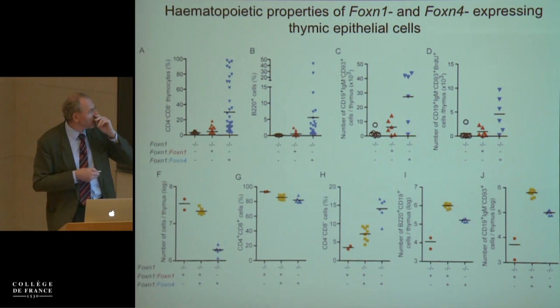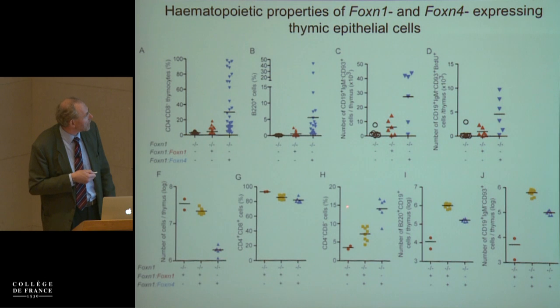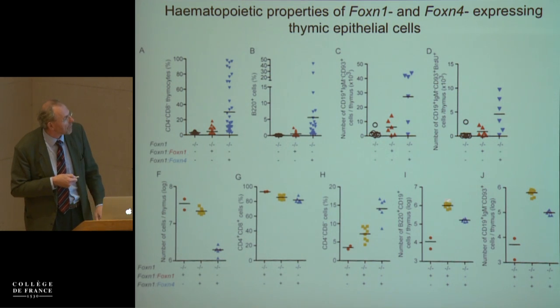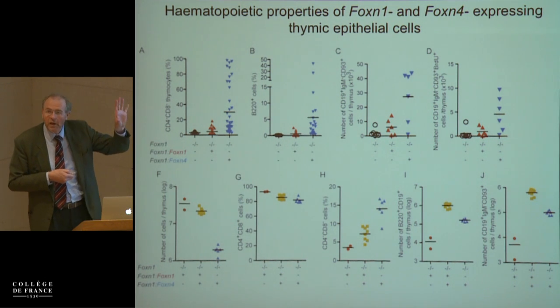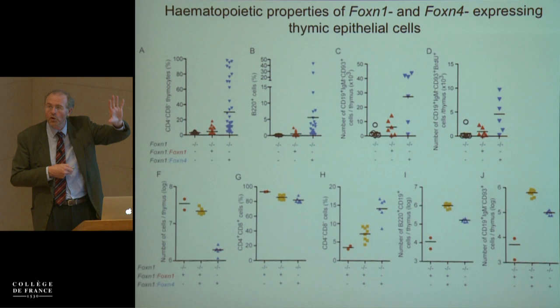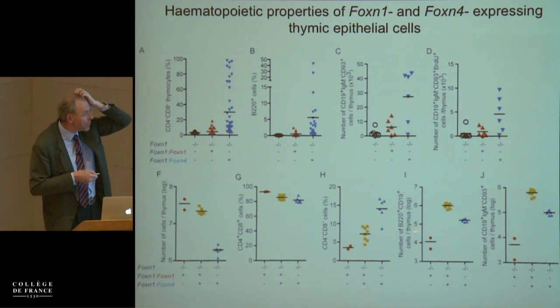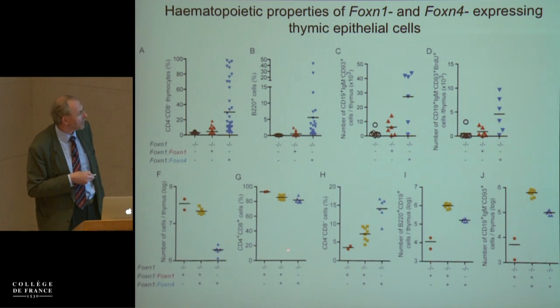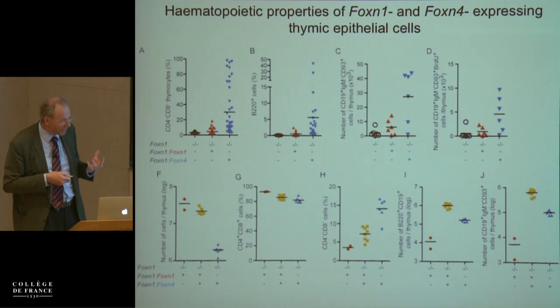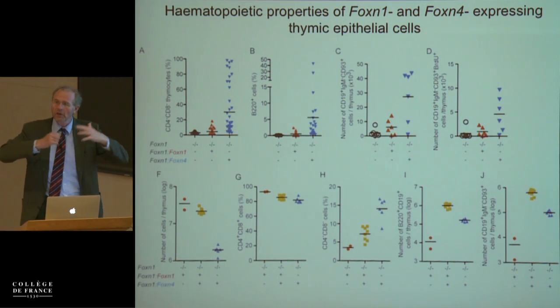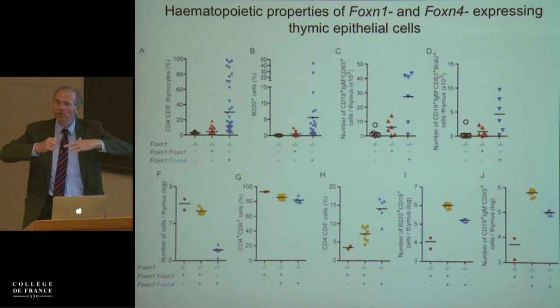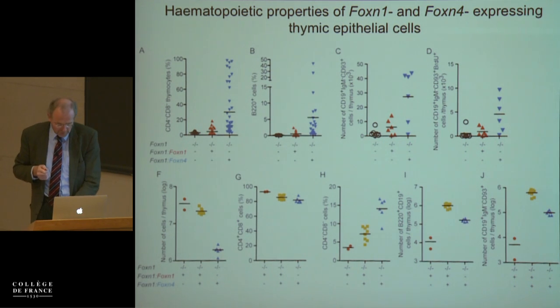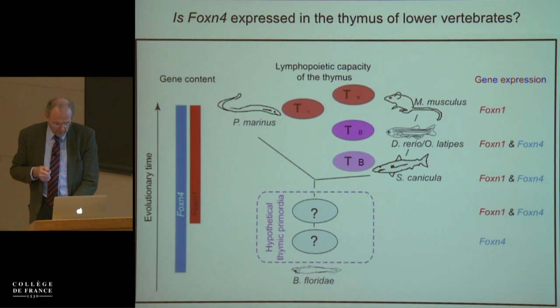So this is now recapitulating the fish thymus situation. Lots of B cells, lots of T cells. Of course, T cells are much more frequent, but nonetheless, there's a lot of B cells there. So that recapitulates what we've seen in the expression profile: FOXN1 and FOXN4 co-expressed, and that causes B cells to develop. And when we take away FOXN1 and only have FOXN4, still B cells, but much, much fewer T cells. So that would indicate that there is a shift in T or B centricity during evolution, as I explained to you in this first picture, in this one here.